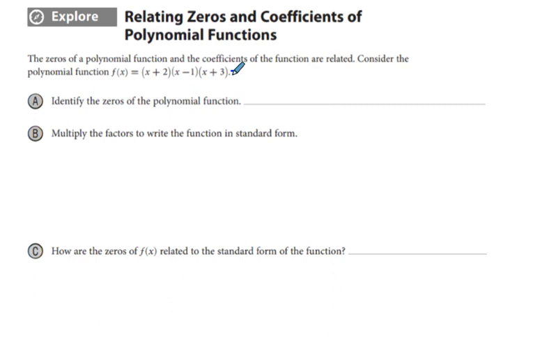If we set this function equal to 0, the zero factor theorem really boils down to anything times 0 equals 0. So we know for f of x equals 0, it could happen one of three ways. X plus 2 can equal 0, which is one of the factors. X minus 1 can equal 0. And finally, x plus 3 can equal 0.